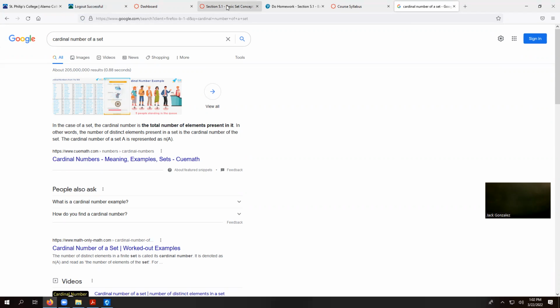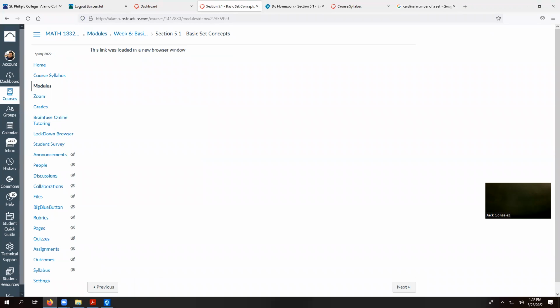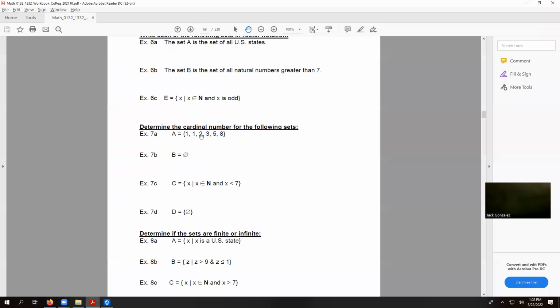So, where is that workbook? Determine the cardinal number of the following set. So for 7a, what would you say is a cardinal number? How many elements are in there? Remember, you can't count the same thing twice. If you see something repeated, it counts as 1.